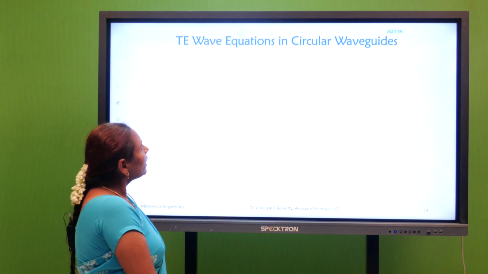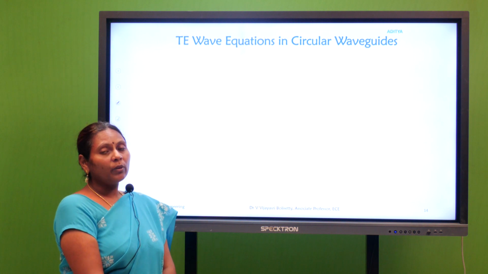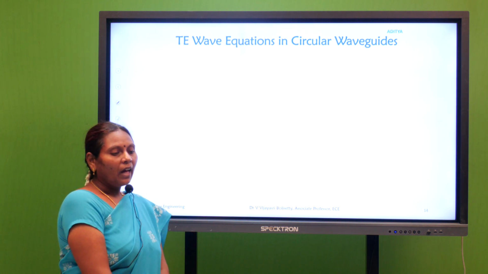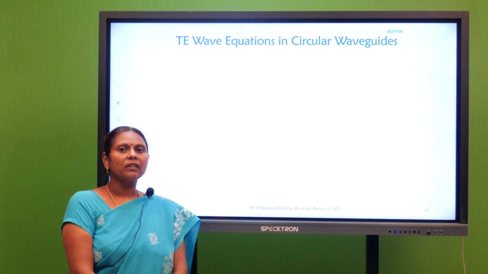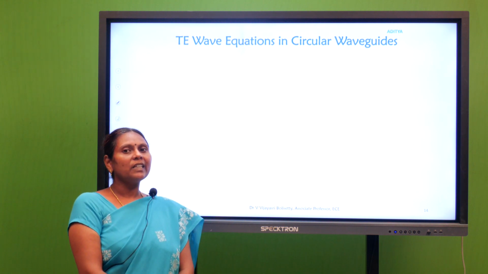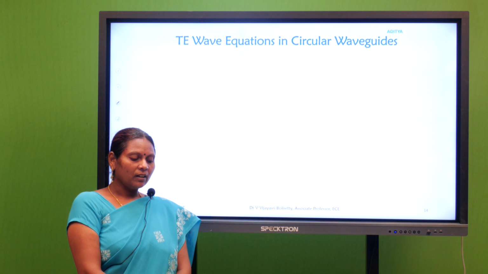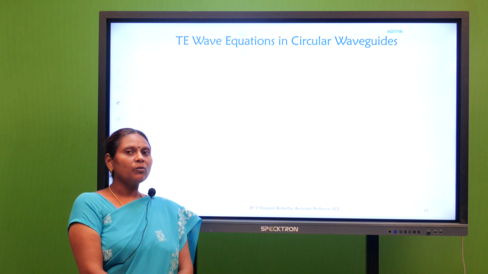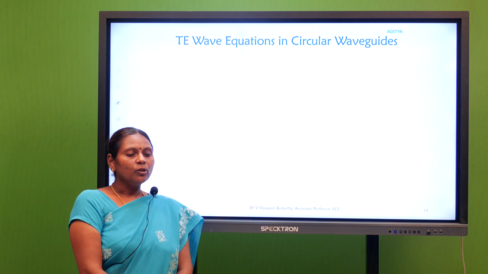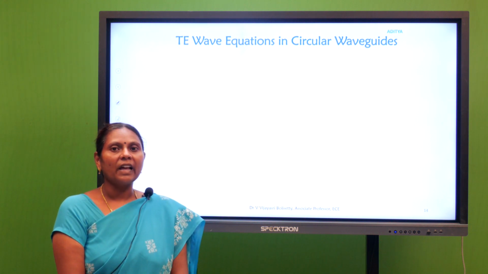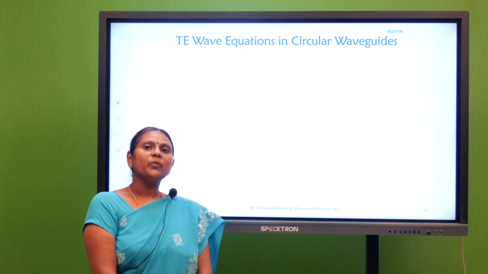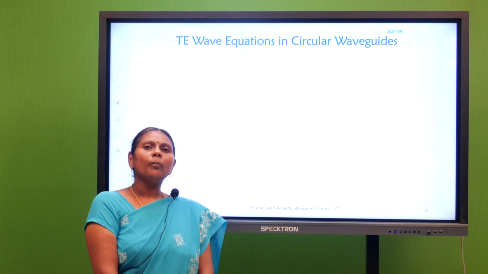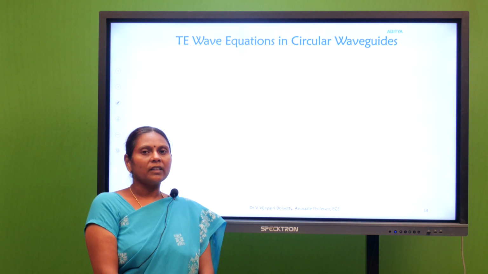So let us first see the TE wave equation in the circular waveguide, as both TE waves and TM waves propagate through circular waveguides. First let us see what a TE wave is in a rectangular waveguide, and from that we obtain the relation for the circular waveguides. TE means transverse electric wave. For this transverse electric wave, the Ez component is 0 in the rectangular waveguide.